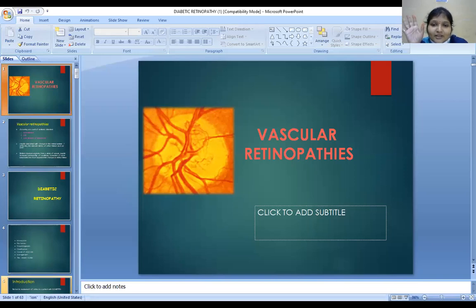I'm happy for that. In the next class, I'll proceed with hypertensive retinopathy and ROP. If you have any doubts in diabetic retinopathy, you can ask me today or in the next class, whatever is fine. In the next class, I'll ask a few questions on diabetic retinopathy and we'll continue with hypertensive retinopathy and toxemia of pregnancy and also ROP, retinopathy of prematurity.